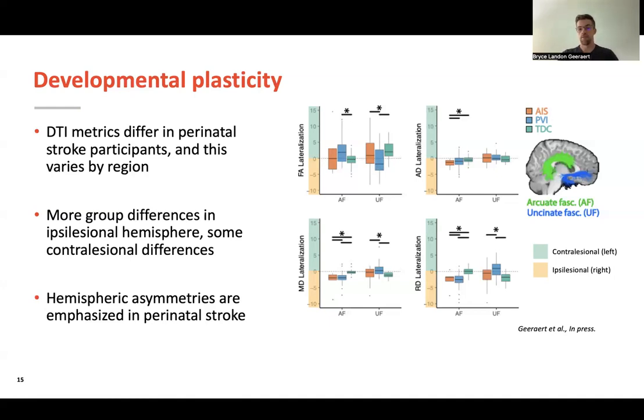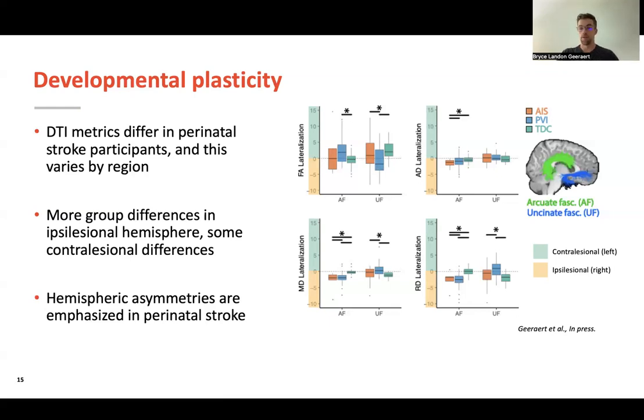So we do see lots of differences in asymmetry for perinatal stroke participants compared to controls in the arcuate fasciculus. You can see those significance lines all over the place in the left columns here. But we also see differences in the uncinate fasciculus, where lesions don't typically influence, at least not directly. We still see imbalances in the structure of those tracts. Typically the direction being FA is higher and MD is lower in the contralesional hemisphere, the intact hemisphere, suggesting that there's a discrepancy in white matter structure between the hemispheres, both for tracts close to the lesion and also elsewhere in the brain.